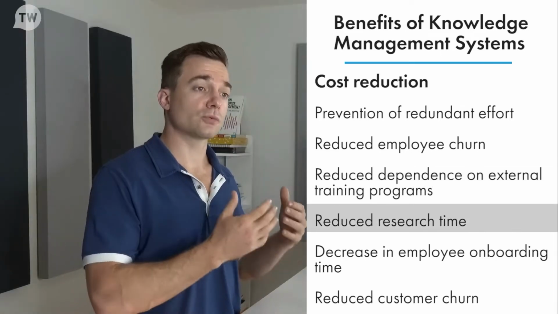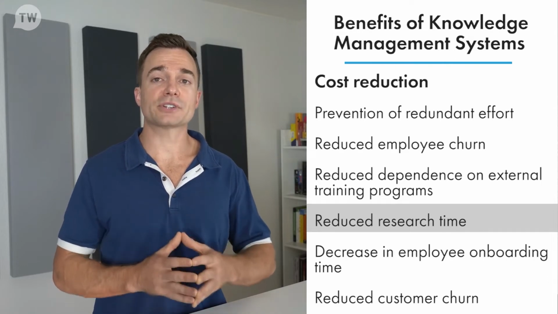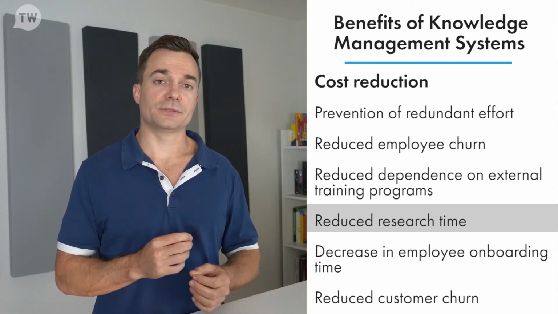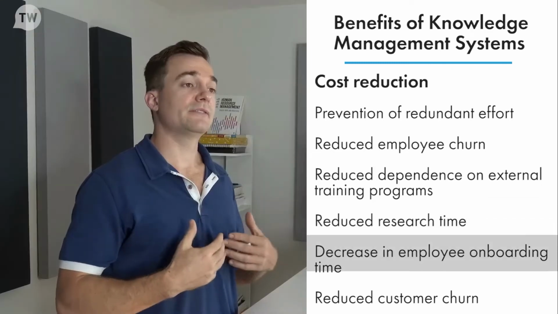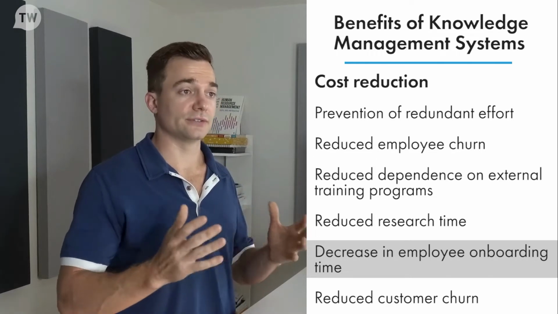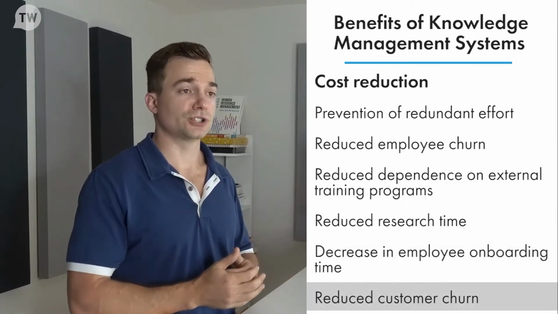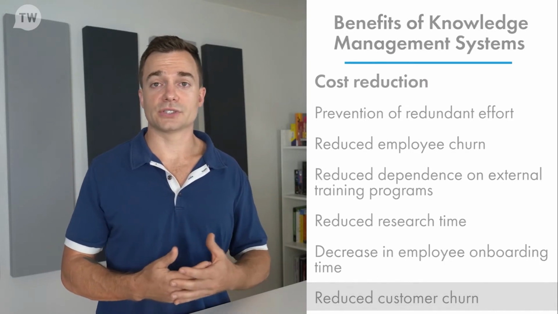And we've reduced research time. According to McKinsey & Company, on average, employees spend 20% of their time searching for information. Robust knowledge management systems reduce that time dramatically. And then we have decrease in employee onboarding time. And this happens through quick access to company knowledge and self-service. And we have reduced customer churn, which is satisfied customers are less likely to switch to competing products and services.